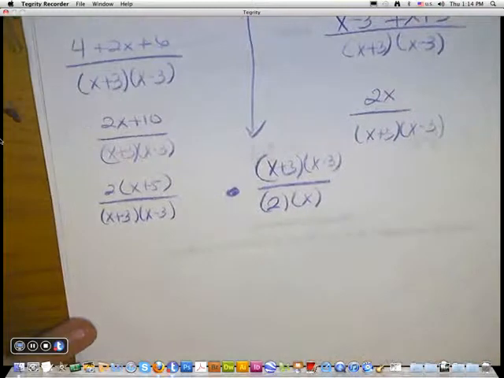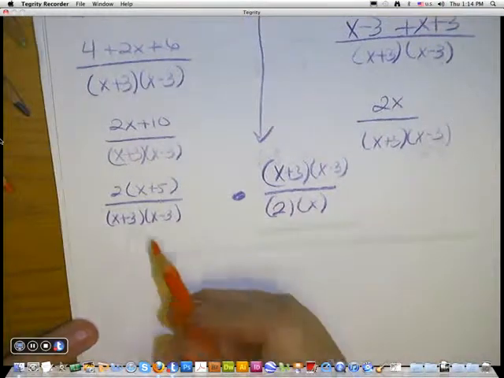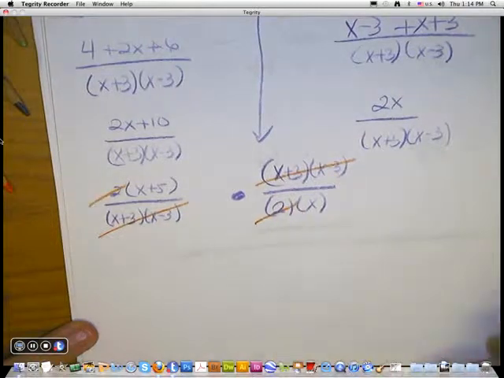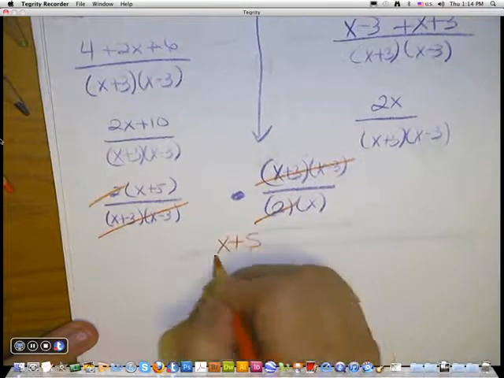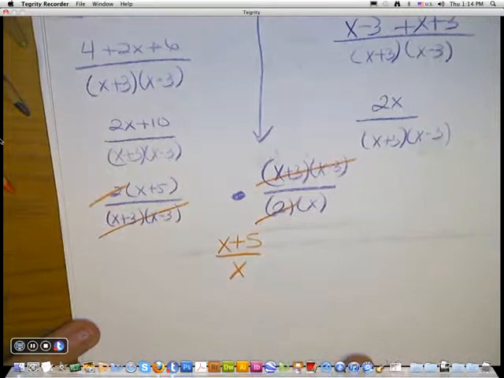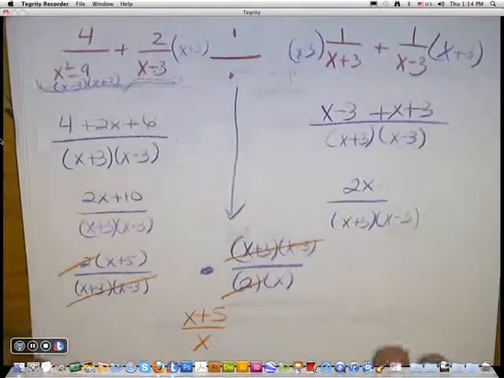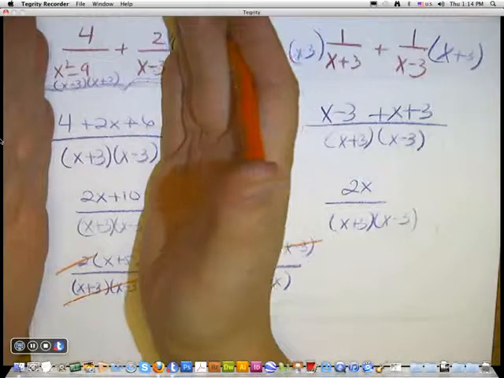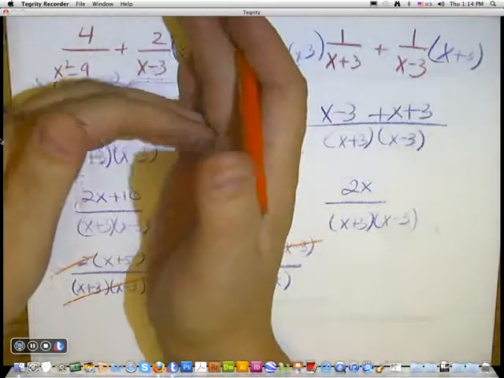Now look to cancel things out. Plus 3, minus 3, 2 and 2. Left over is x plus 5 over x. In and of itself, each one is not a difficult process. But if you look at the whole problem, it's overwhelming. So don't look at the whole problem. Simply look at the one piece at a time.